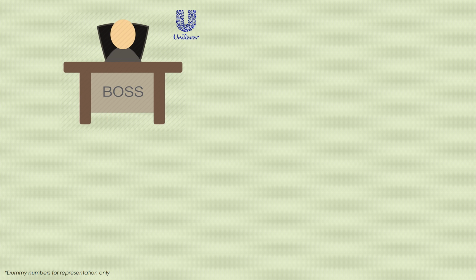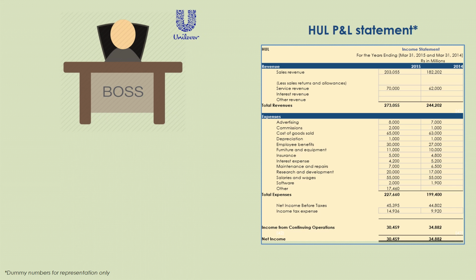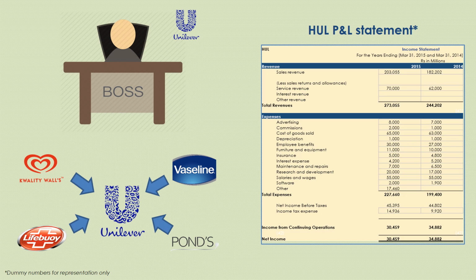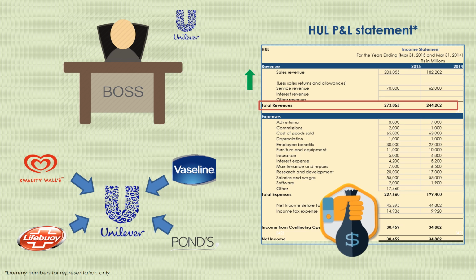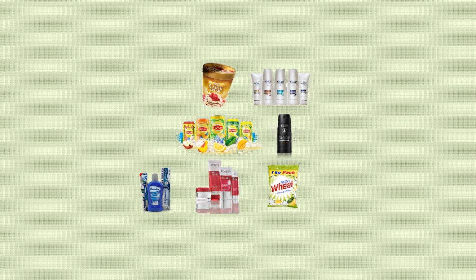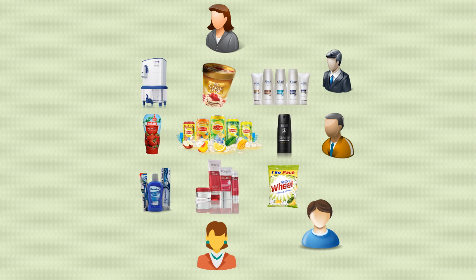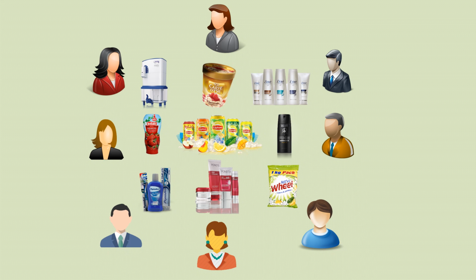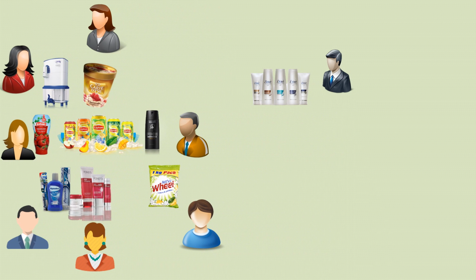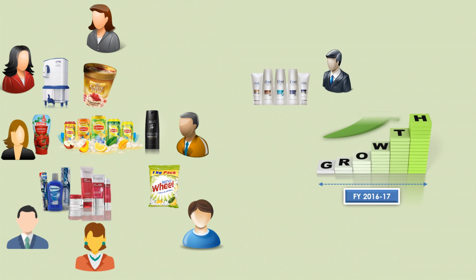When he would look at the profit and loss statement of HUL, he would see the revenue flowing in from various brands like Quality Walls, Vaseline, Lifebuoy, Pond's, etc. As a CEO, one of his tasks is to increase the total revenue of the company, which means increasing revenue from each brand. However, each brand is very different from the other, and is catering to different needs of different consumers. So, he appoints a brand manager for each brand, and gives them the responsibility to ensure the sales of that brand. For instance, the brand manager of Dove would be responsible for the revenue generated by his brand at the end of a financial year.